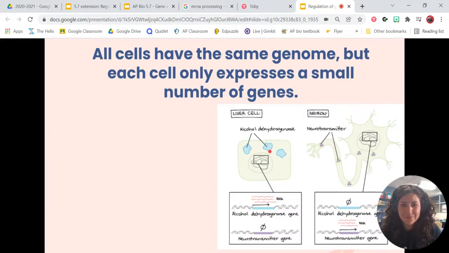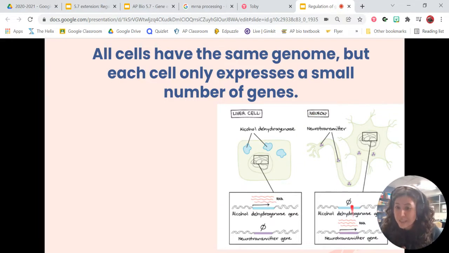So it turns out it's possible because even though each cell has the same genome, only a small number of those genes are expressed, meaning that only certain genes are turned on. So for example, in this picture, imagine we're now comparing a liver cell to a neuron. The liver cell is going to have all the same genes as the neuron, but in this liver cell, it's only going to make the genes that livers need. So for example, alcohol dehydrogenase, that's an enzyme that's important for breaking down alcohol. That's one of the things your liver does. So in your liver, that gene's going to be on. On the other hand, this neuron-specific gene for a neurotransmitter is not going to be turned on in the liver because the liver doesn't need that. And vice versa in the neuron.